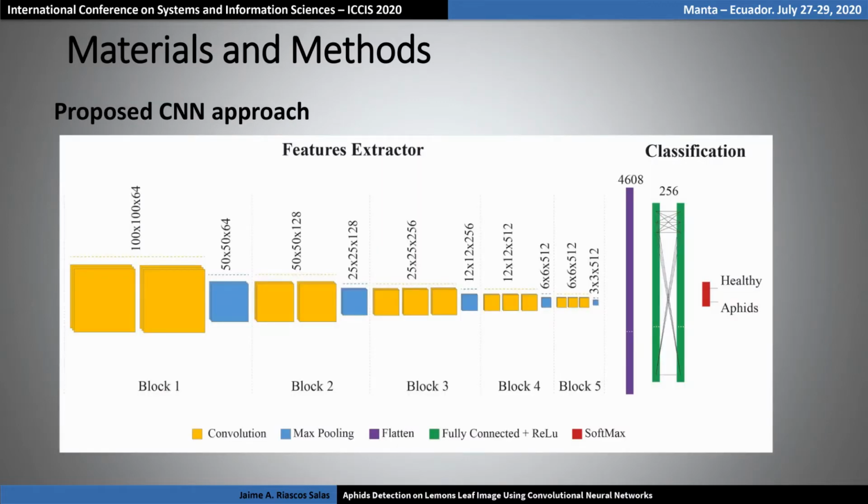In this work, we used the VGG16, a pre-trained CNN, to tackle the detection of aphids on lemon leaves as a binary classification problem, analyzing the whole image without applying any segmentation process to it. The VGG16 is composed of 5 convolutional blocks, followed by a flattened layer that is the input of the fully connected layer with ReLU activation. The output finally is connected to a 2 hidden layer neural network with softmax activation in order to predict the presence or not of aphids.